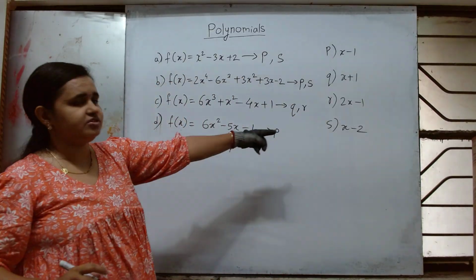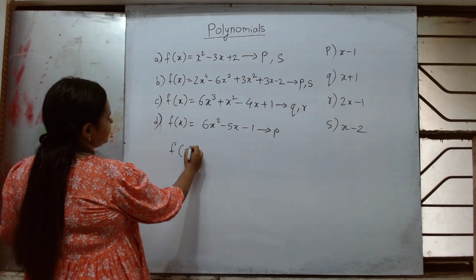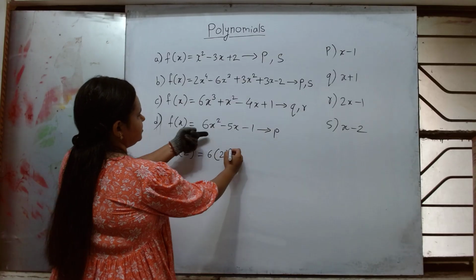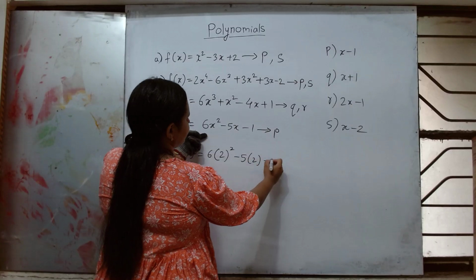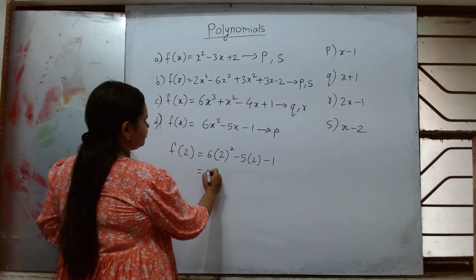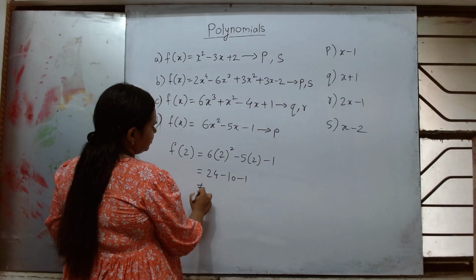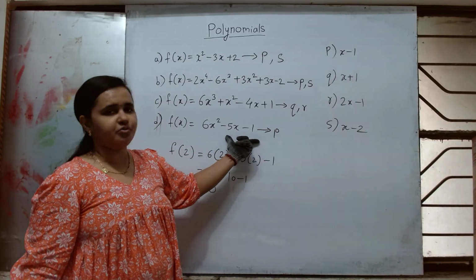Now for x minus 2, x is equal to 2. So we check f of 2, which is equal to 6 into 2 square minus 5 into 2 minus 1. 2 square is 4, 6 4s are 24, minus 10 minus 1. It is again not equal to 0. So x minus 2 is not a factor of this polynomial.